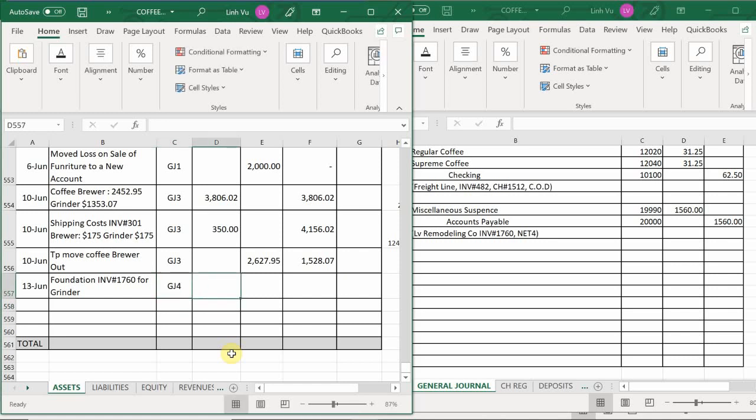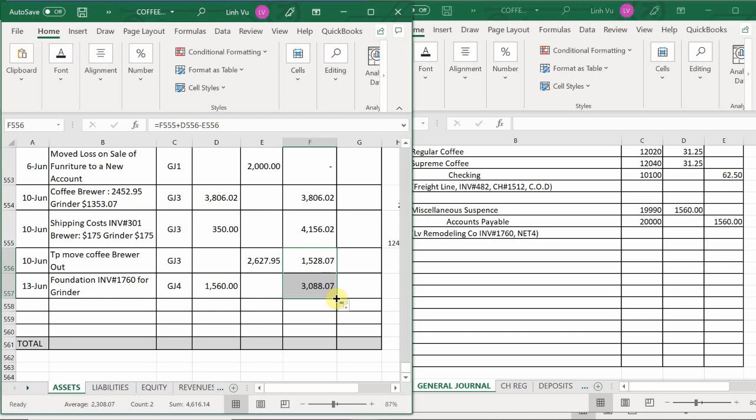Okay, I'm going to be increasing my miscellaneous expense. Increase the account by 1560. So we have 3,008.707. Good, excellent. So that's what my current coffee grinder is worth right now.